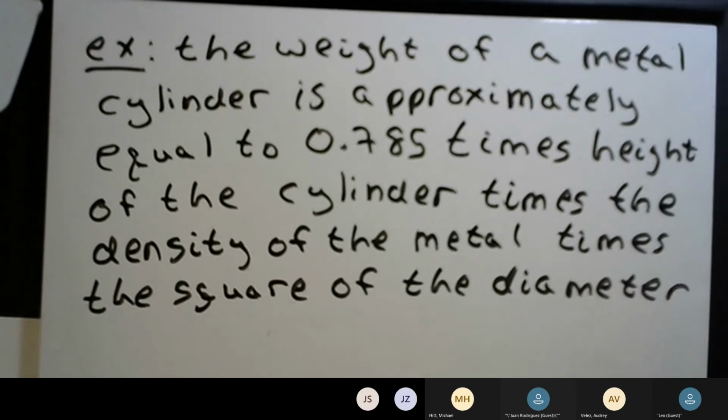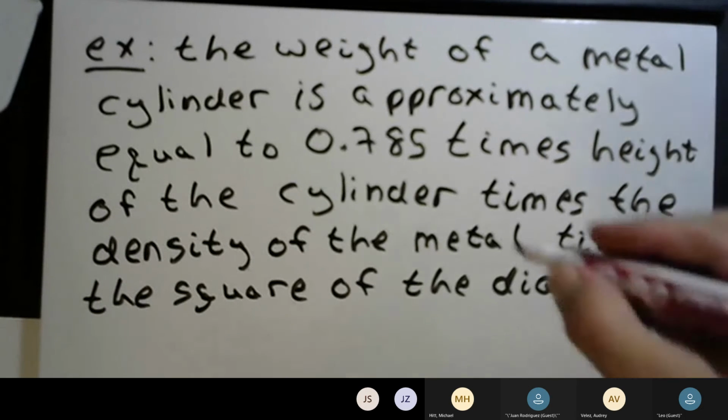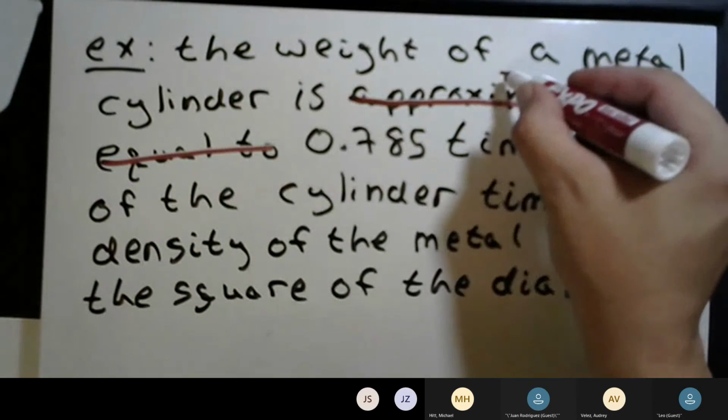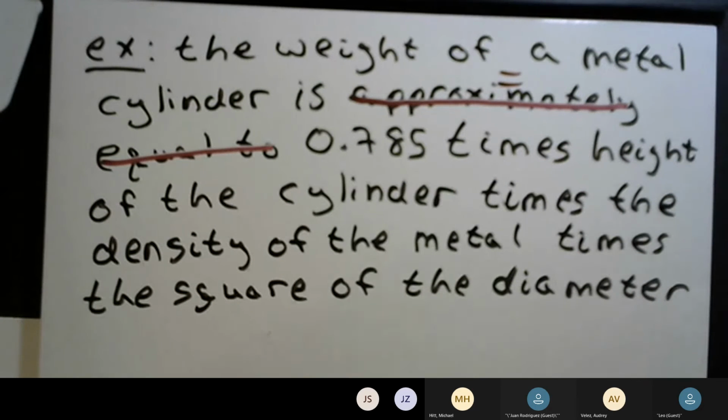Whew. We got to come up with an equation here. So there's this approximately equals. And that's something that, let's start taking this thing apart. Approximately equal to, we'll just call that equals. Now we have a lot of things flying around here. We have a weight of a metal cylinder. There's a height of the cylinder. There's the density of the metal. Let's start converting these into variables.